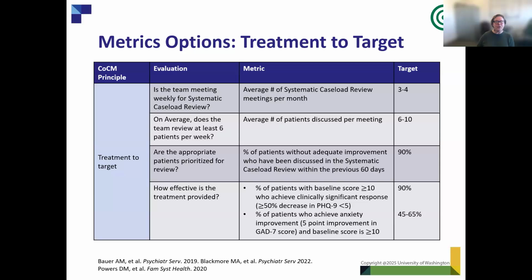Okay, these metrics also relate to the measurement-based care principle. Quickly identifying when treatment needs to be adjusted is one of the cornerstones of collaborative care. Metrics are essential in helping the treatment team accomplish this. One of the most important components of any collaborative care program is the systematic caseload review. These meetings should happen weekly, even in the beginning when the program is getting started.